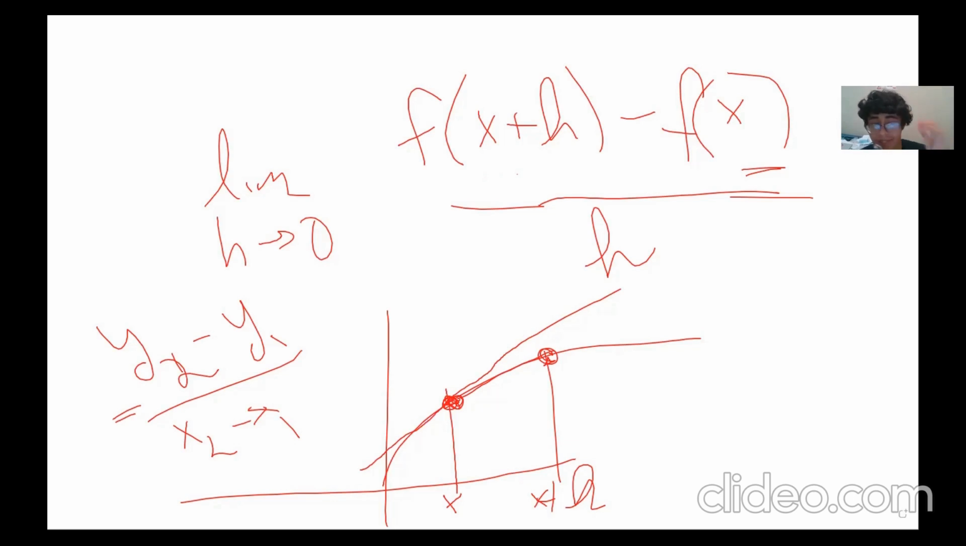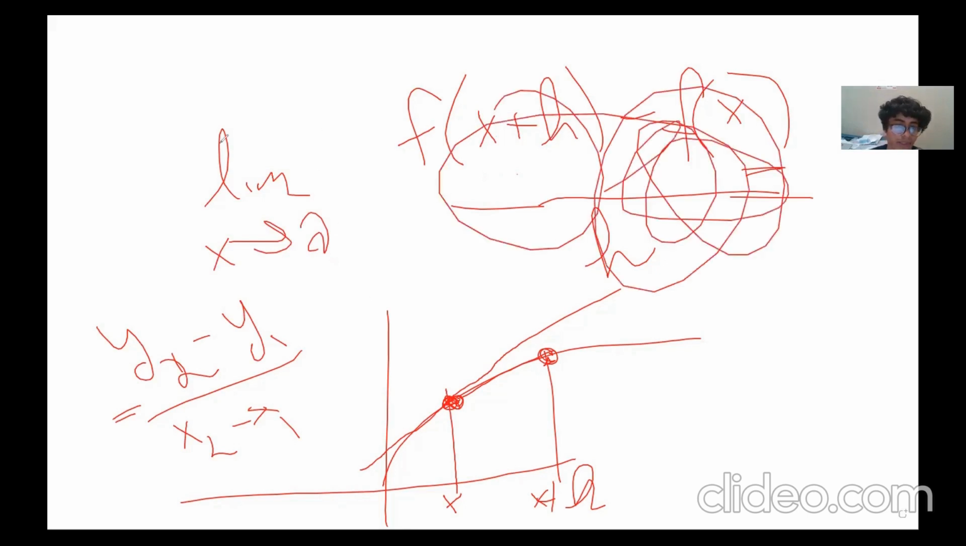Remember that sometimes they might ask you, not in this definition of the derivative, but as x approaches a of something. There is a different definition, and if it looks like x minus a on the bottom, this might actually be simpler. But it'll give you the function value here.